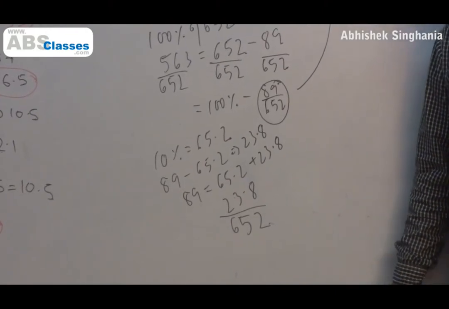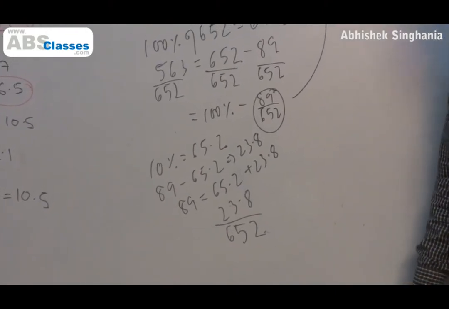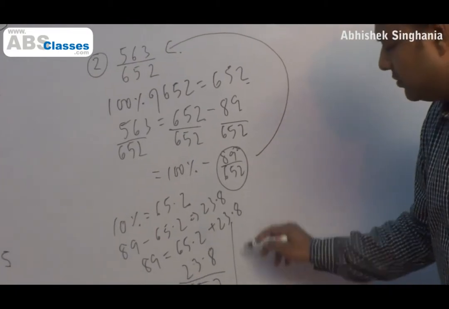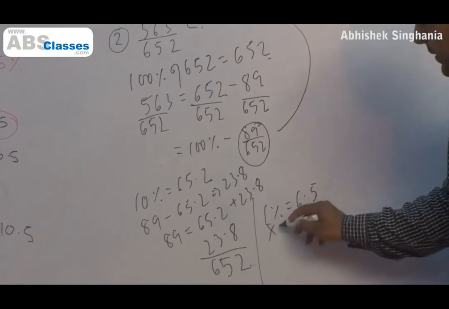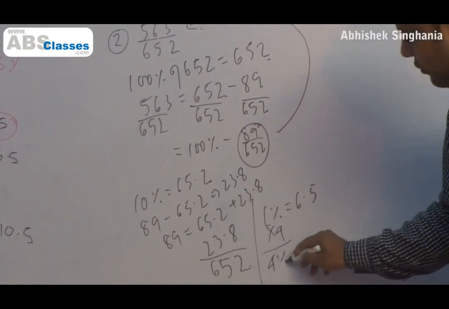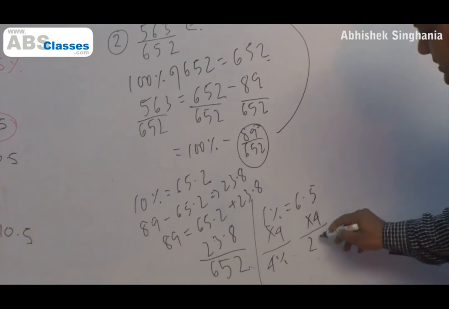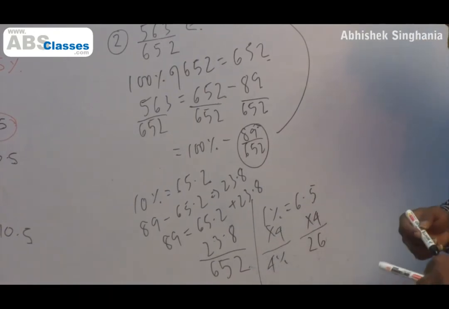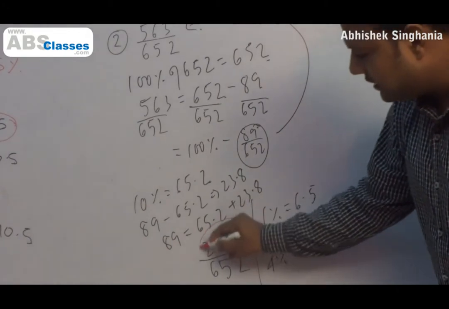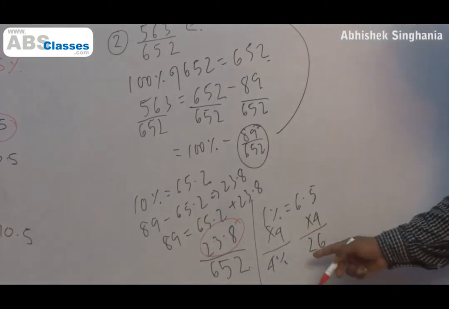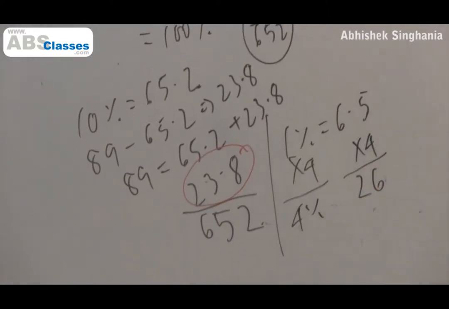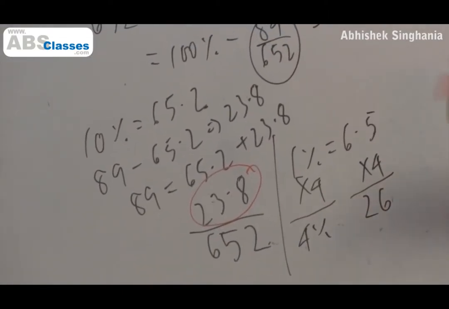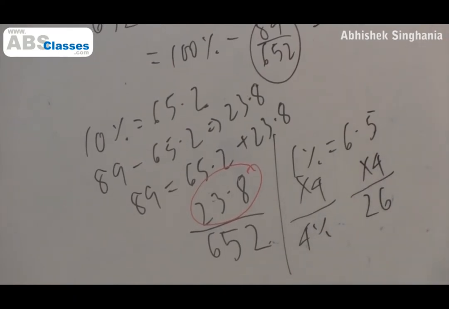Now what we will do here is a rough approximation. 1% of 652 is equal to 6.5. Therefore 4% is equal to 26. I need to find 23.8 as a percentage of 652. I know 26 is 4%. So my number is a little less than 4%, say roughly 3.6, 3.7, maybe 3.8. Let's take 3.7 as an approximation.